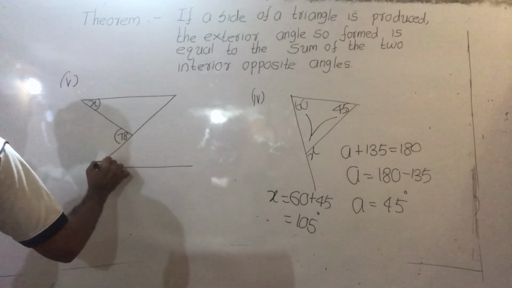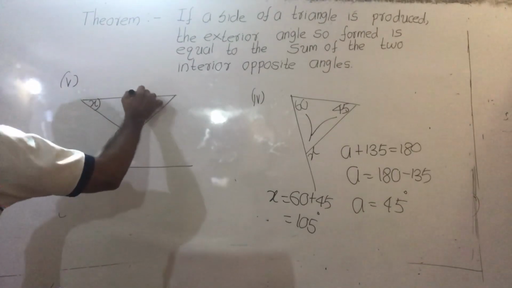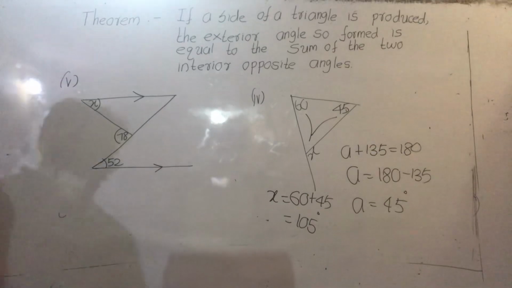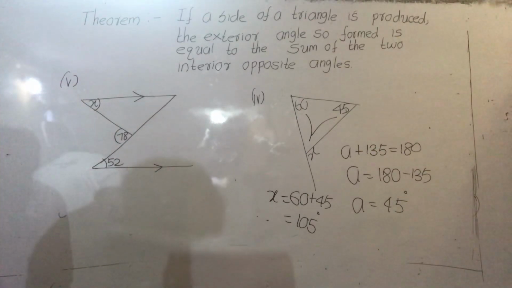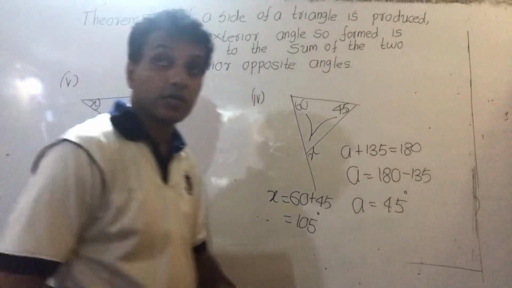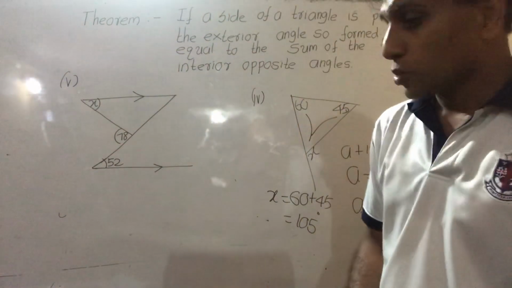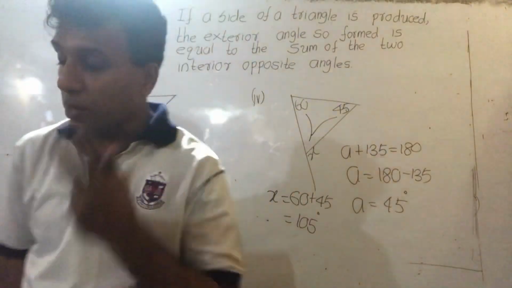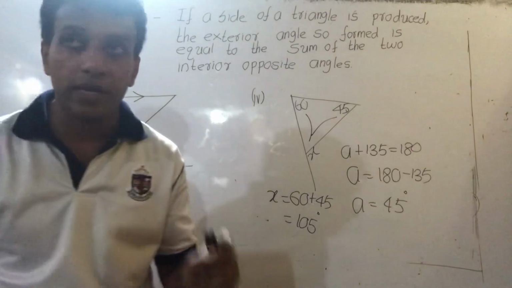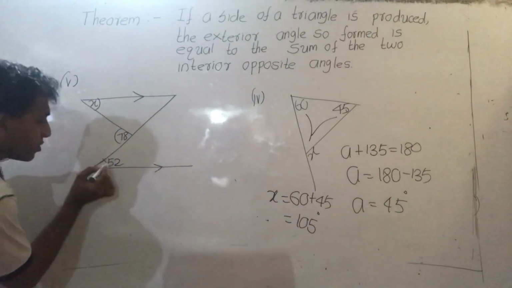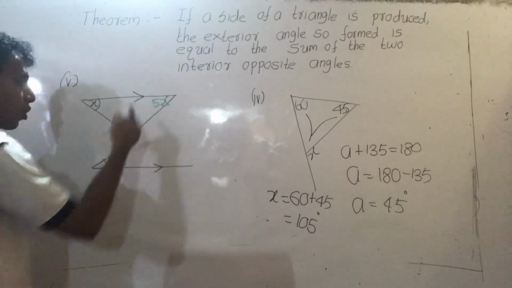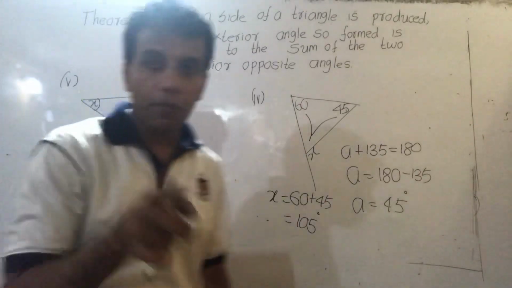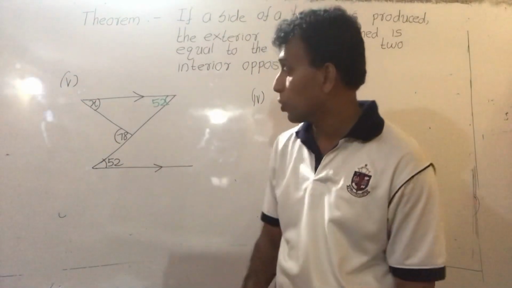Here is 52 degrees, and the lines are parallel, so find the x value. How do we calculate this x value using this theorem? Not only the triangle, but all the arrows indicate parallel lines. So you know here is 52, here is 52. Why? Alternate angles, like a Z shape, are equal.